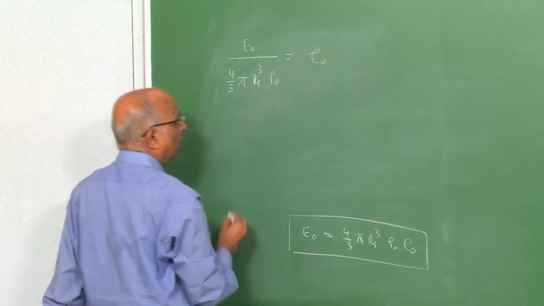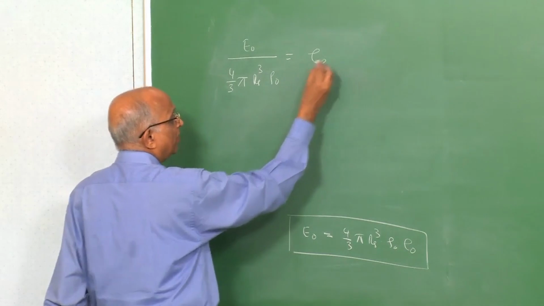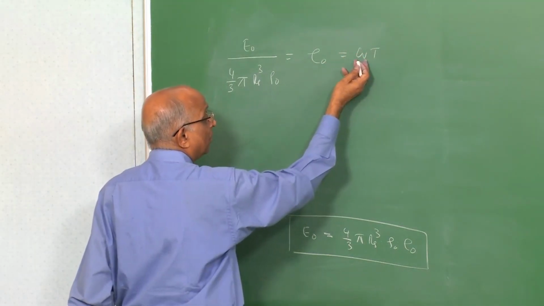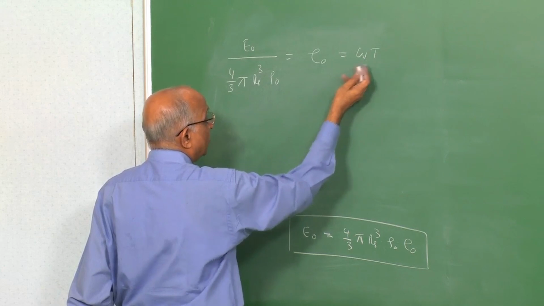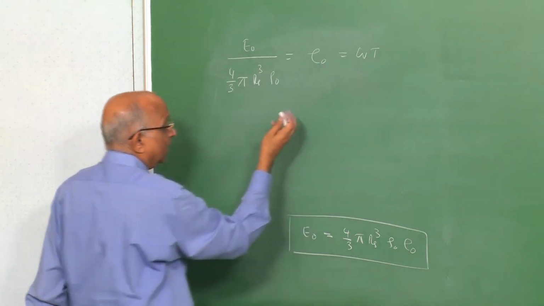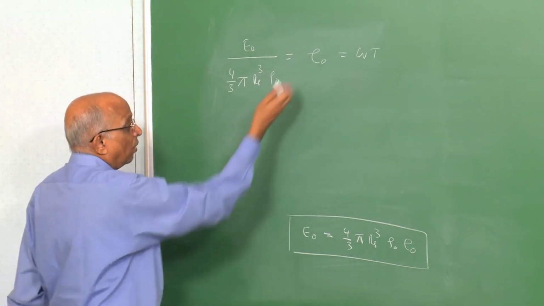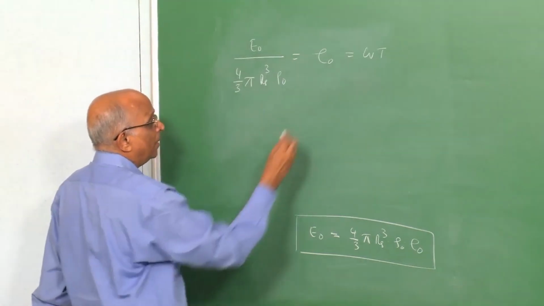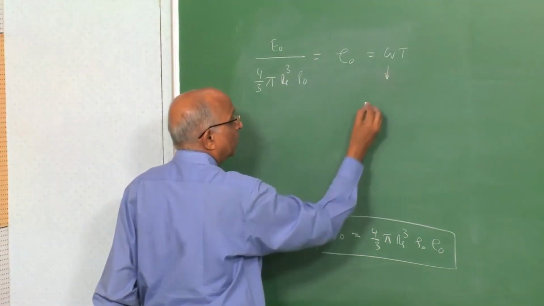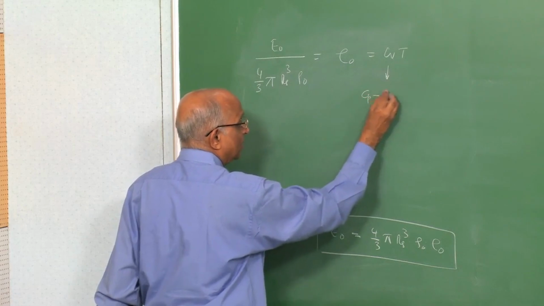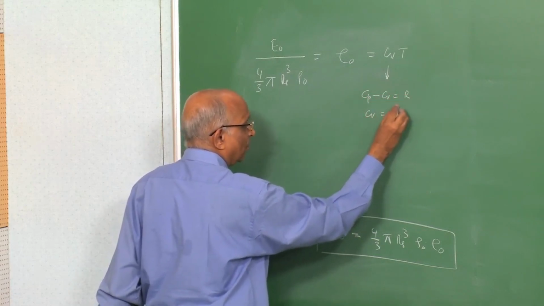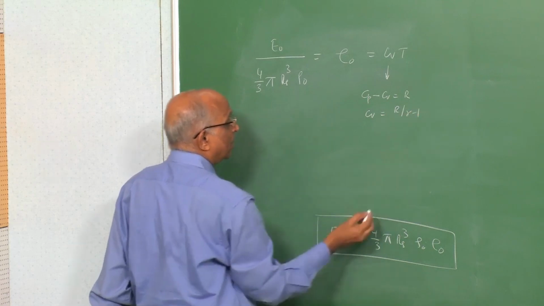And what is E0? Internal energy per unit mass, which is equal to CvT, that is specific heat at constant volume times temperature, because we know that dE by dT is equal to Cv. And Cv, as we have seen earlier, can be written using Cp minus Cv equal to the specific gas constant, therefore Cv is equal to R divided by gamma minus 1.